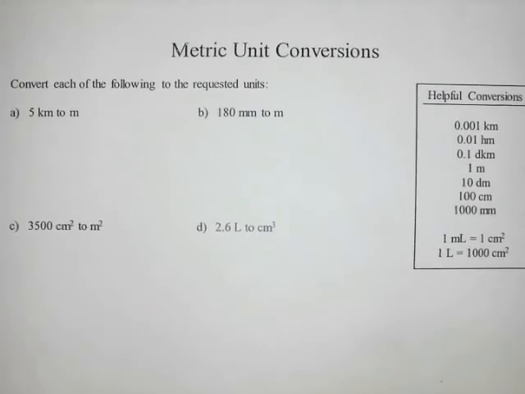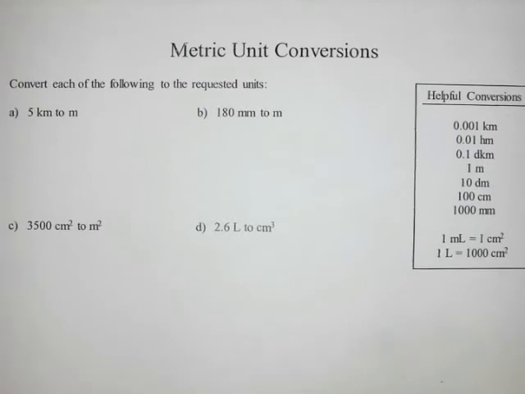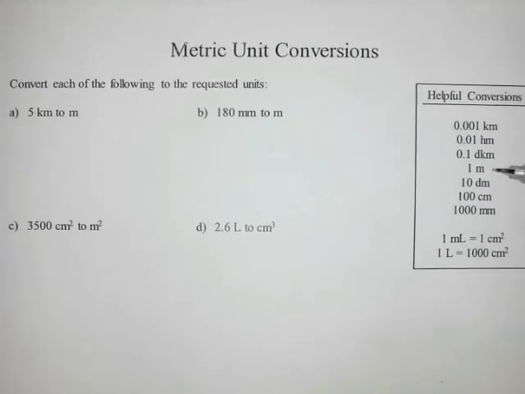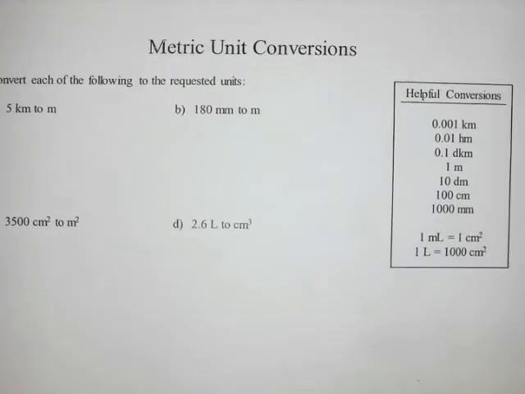Metric unit conversions. It says convert each of the following to the requested units. Before we do that, I just want to point out that there's a little table here on the side of some helpful conversion factors. So the metric unit system works off of factors of 10. So 1 meter is 10 decimeters, 1 decimeter is 10 centimeters, 1 centimeter is 10 millimeters.